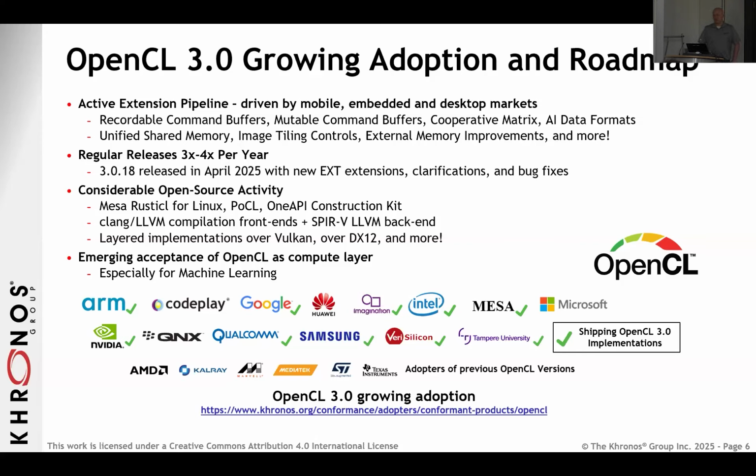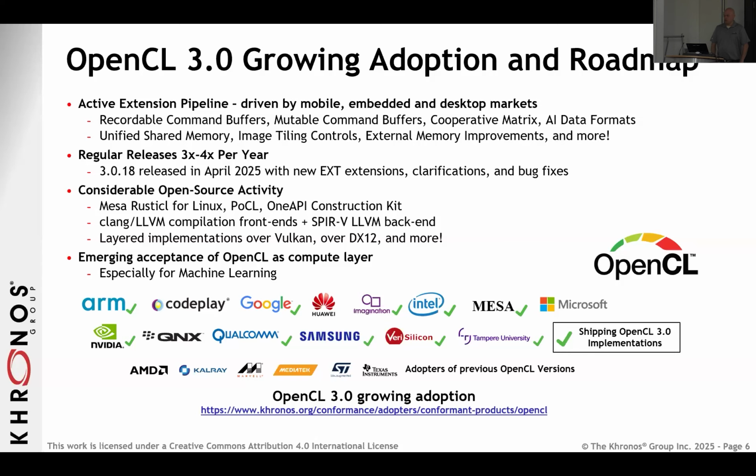We are still primarily developing new OpenCL features through extensions, and these are driven by the mobile, embedded, and desktop markets. Our extension pipeline includes extensions to support AI use cases, such as recordable command buffers, cooperative matrix to access dedicated hardware for matrix multiplication, and support for new AI data formats like bfloat16 and FP8. We're also actively looking at extensions to improve how memory is allocated and used in OpenCL. That's going to allow more applications to incrementally add support for OpenCL.